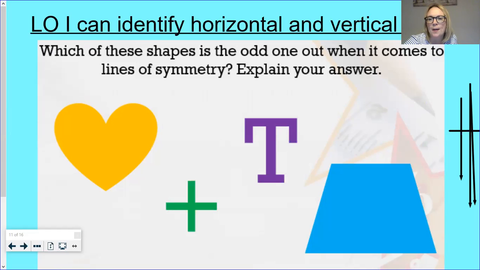Who can tell me how many of those shapes has got a horizontal line of symmetry as well? Okay, it would just be the green cross, wouldn't it? Because that would be exactly the same on a horizontal line of symmetry. The other shapes wouldn't be the same on both sides.